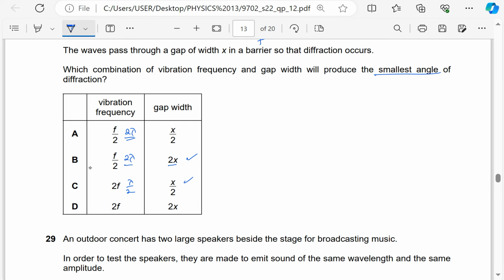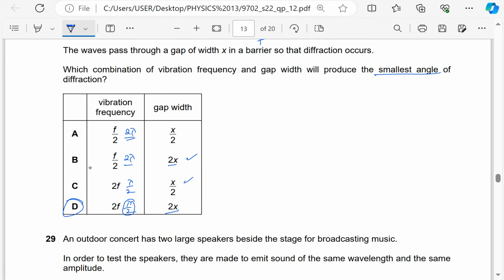The frequency is doubled, which means the wavelength is halved. The gap width is doubled. So it means the wavelength is much smaller than the gap width, so the diffraction is going to be minimum. So the answer is going to be D.